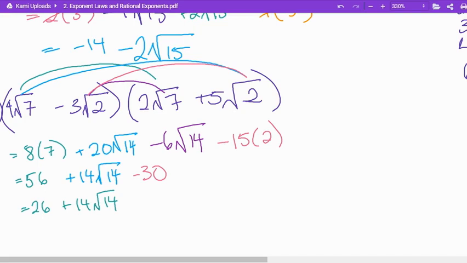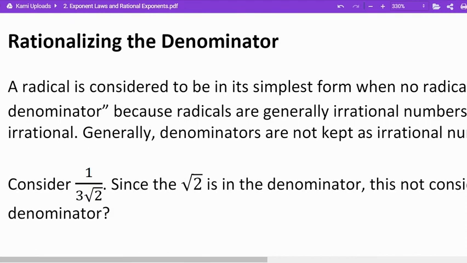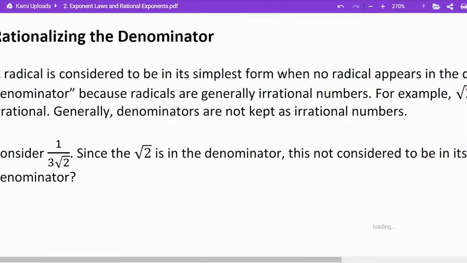So this is how we multiply radicals, okay? Basically, the first half of this lesson was about how to do operations with radicals, and we see that it's similar to operations with polynomials. Now we're going to do something called rationalizing the denominator.